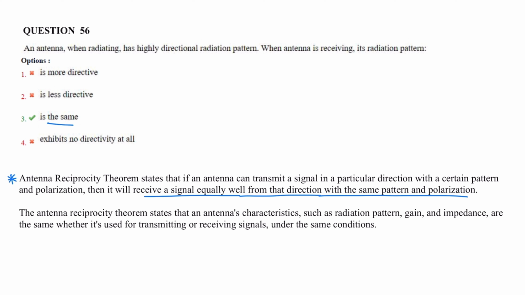The properties of an antenna, the characteristics such as radiation pattern, gain, impedance, and polarization, are the same whether it is used for transmitting or receiving signals under the same conditions.